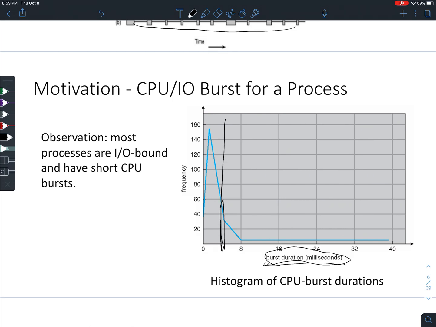So here we can see that a majority of the processes have a relatively short CPU burst time, less than or equal to 4 milliseconds. This means that even though most processes need the CPU, in most cases they are only going to need the CPU for 4 milliseconds without any stop, and then they're going to make a stop, say okay, I'm going to do some I/O work, and then I'm going to resume my CPU burst.